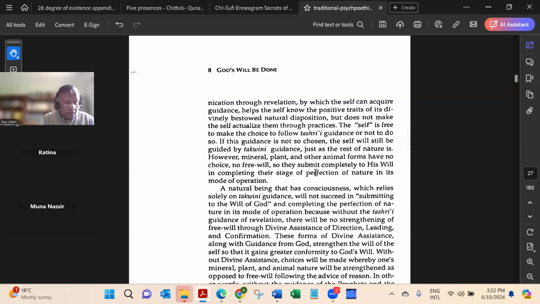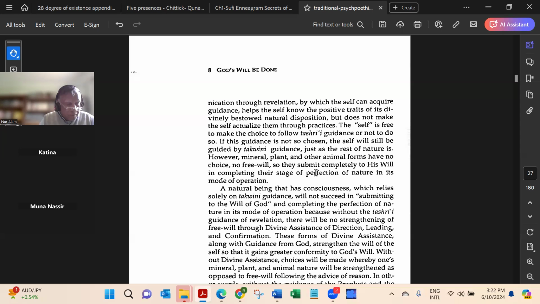But of course, whether we follow Tashri'i guidance or not, at this stage, yes, we are allowed to do it. But that's why this day of judgment is. That's why, of course, sometimes God punishes us here, sometimes we have to pay our price over there.